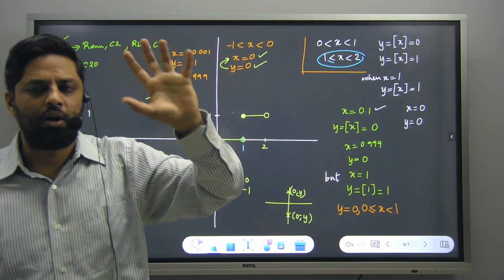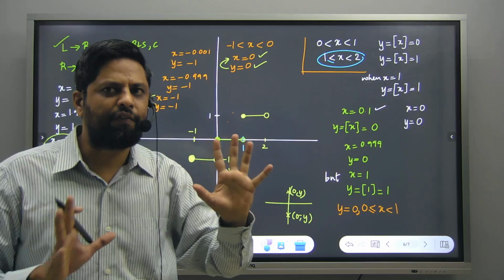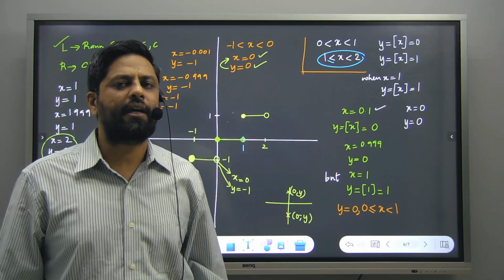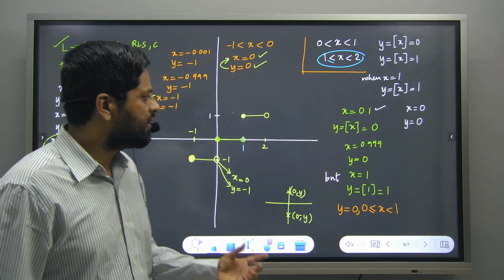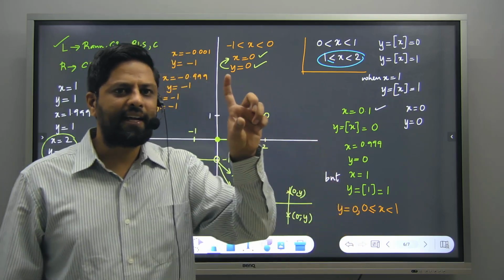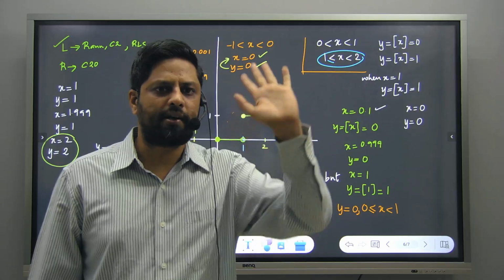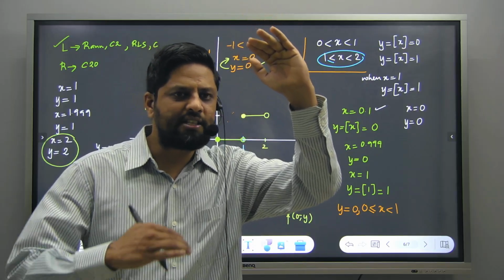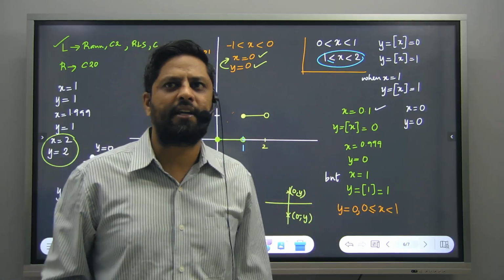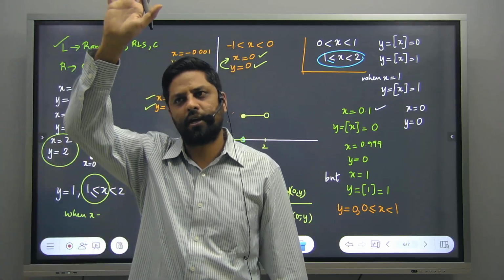Now we have a fair understanding of how the limits are working and how the continuity is working. In the next class, I will take simple CET problems. We'll start with simple level CET problems. Then we can increase the difficulty level.